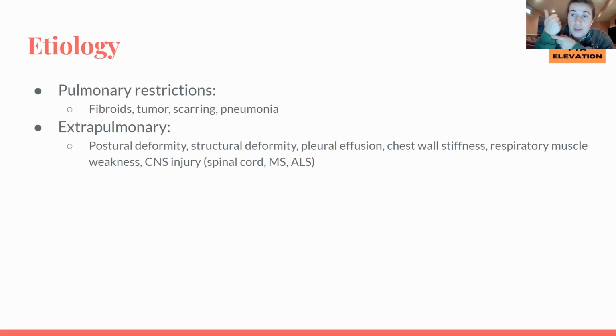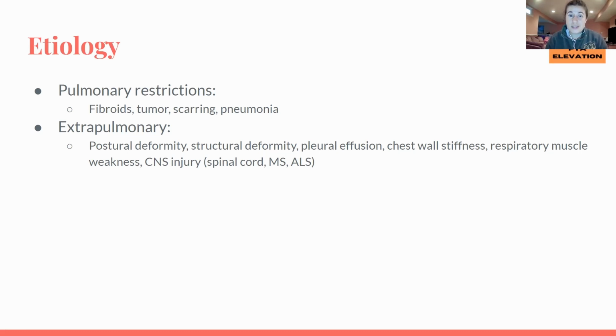Any sort of pleural effusion could also cause a restrictive lung disease. Chest wall stiffness: the chest wall cannot expand as much, therefore the lungs cannot expand as much. Respiratory muscle weakness, so the biggest one is the diaphragm. If the diaphragm is weak, we are not getting air in. Bad. Remember, expiration is more of a passive process. If you're just sitting here breathing, you just relax and the air comes right out. That's expiration, but we want to use that diaphragm to help fill the belly. And if this isn't working in these patients, then we've got a problem.